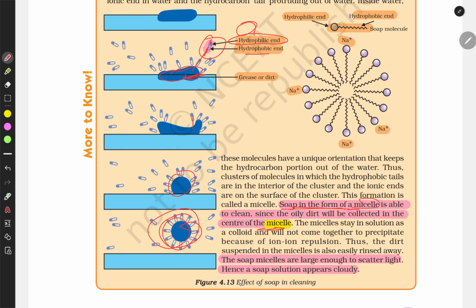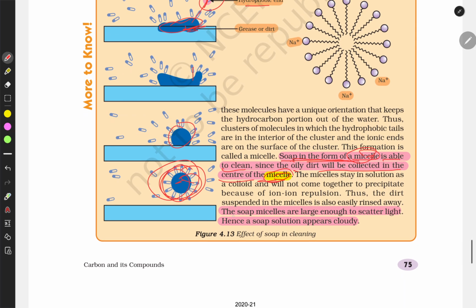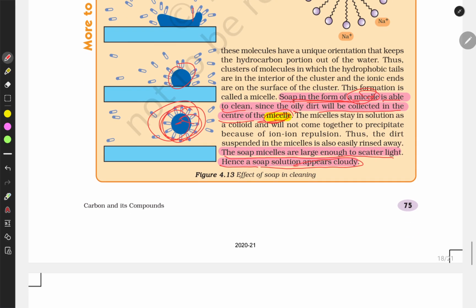Soap in the form of micelle is able to clean, since oily dirt will be collected in the center of the micelle. And the soap's micelles are large enough to scatter light, hence the soap solution appears cloudy.